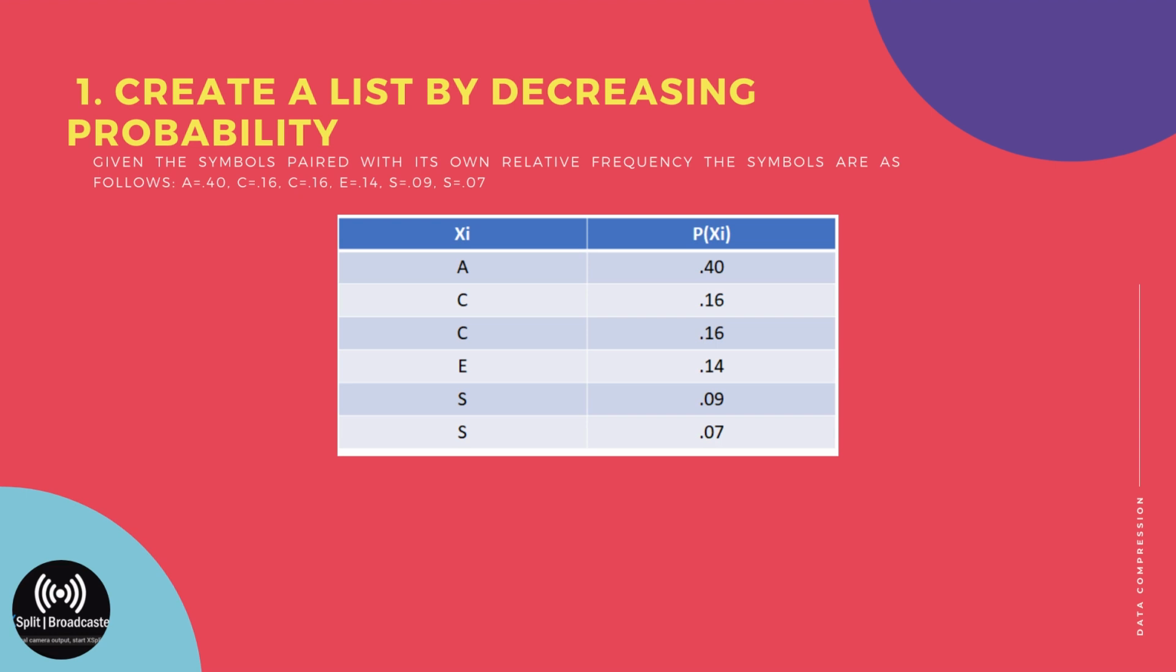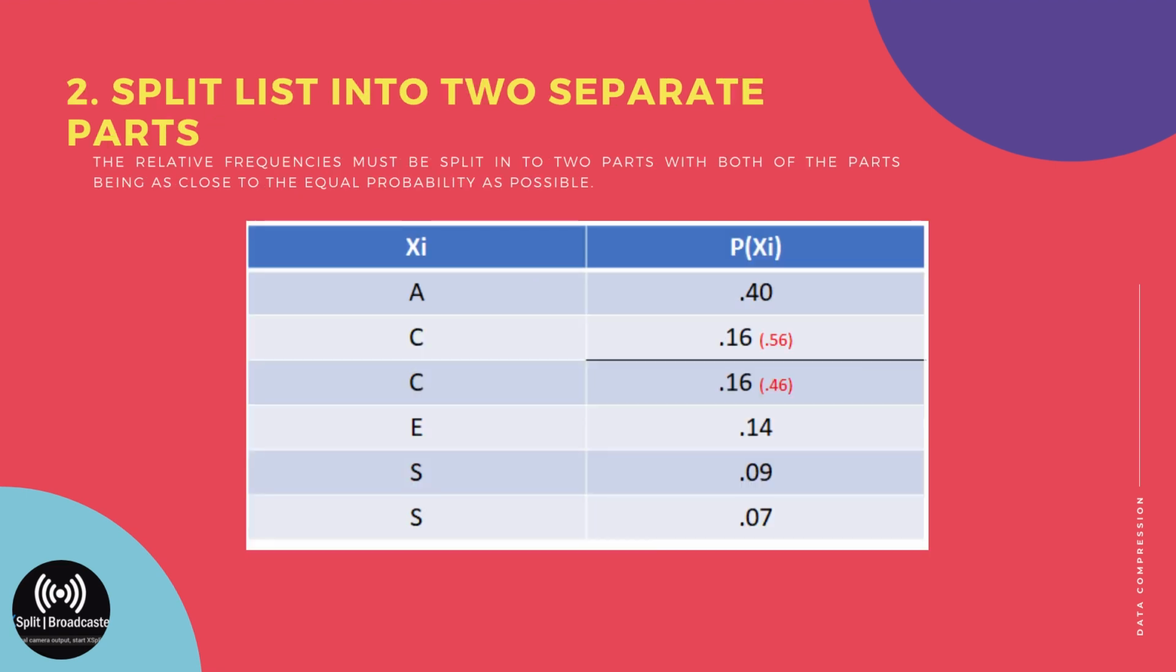From the information, we now know the symbols, which are A, C, C, E, S, S, and their respective frequencies. From there, we will arrange the symbols by their relative frequencies in decreasing order. We will then split the relative frequencies with both parts being as close to equal probability as possible.